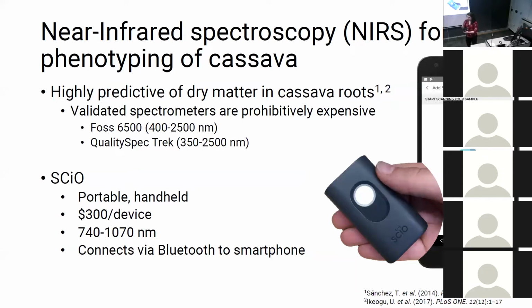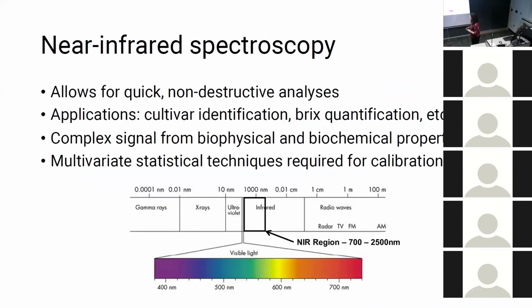So now I'm going to take a little step back and talk about what near-infrared spectroscopy is. This is a method that allows for quick and non-destructive analyses. It's been used in lots of different fields, including that you can tell medications apart, like counterfeit or non-counterfeit. And then in agriculture specifically, it's been used for cultivar identification and for measuring Brix and other traits.